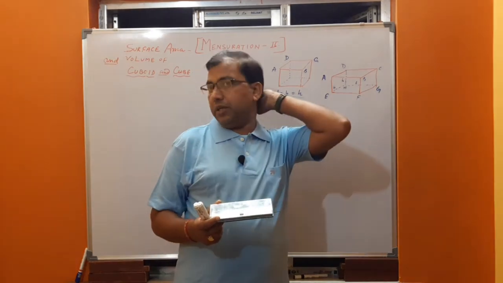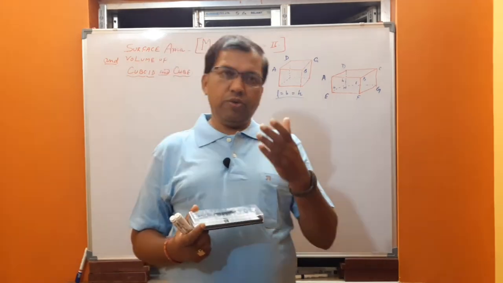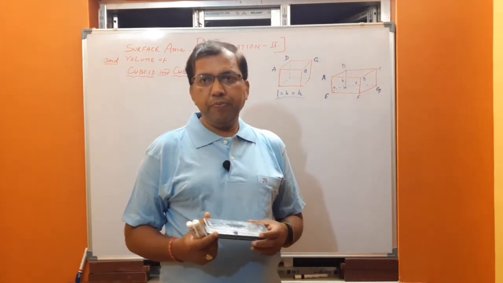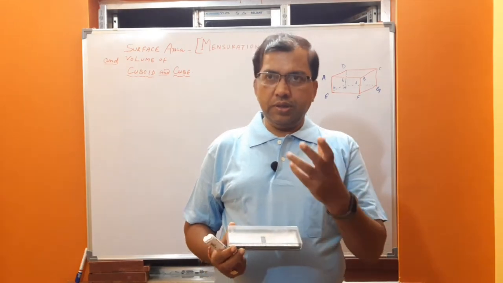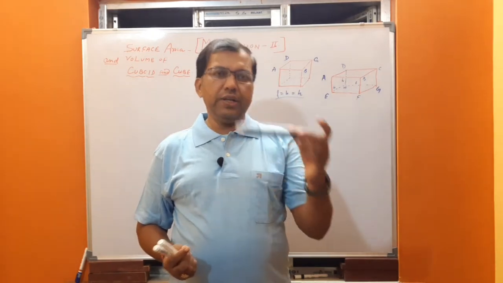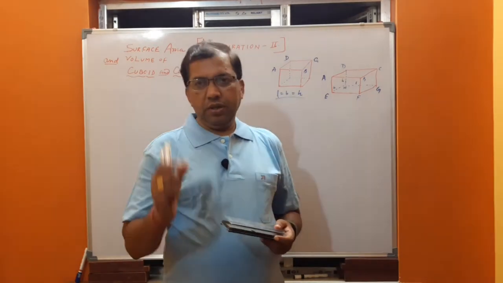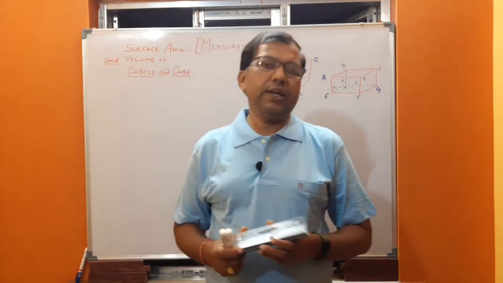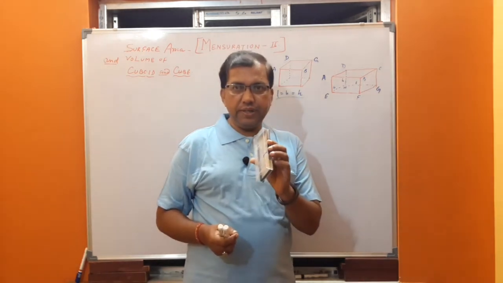These are some examples of cuboids you have seen in your day-to-day life: the matchbox, the chalk box in your schools, this box, bricks, almirah, all are examples of cuboids, and the dice of Ludo is an example of a cube. So let's discuss some edges, faces and vertices.